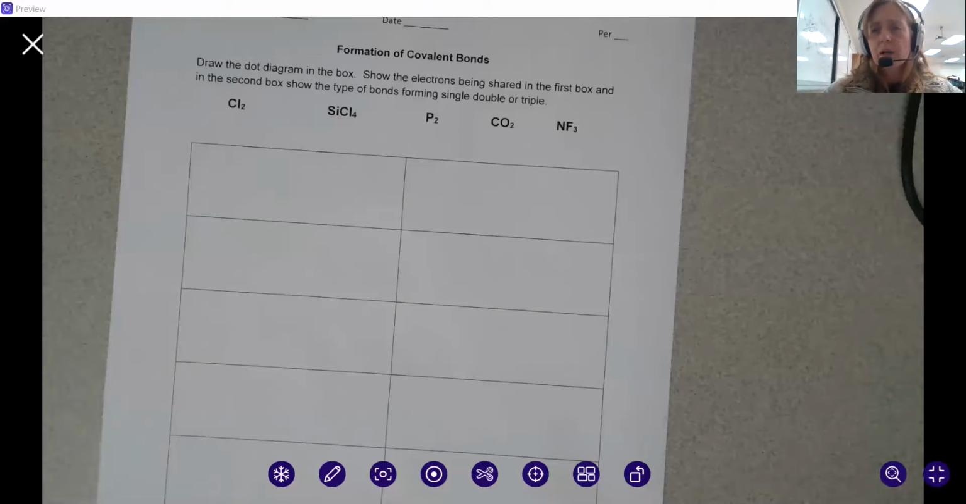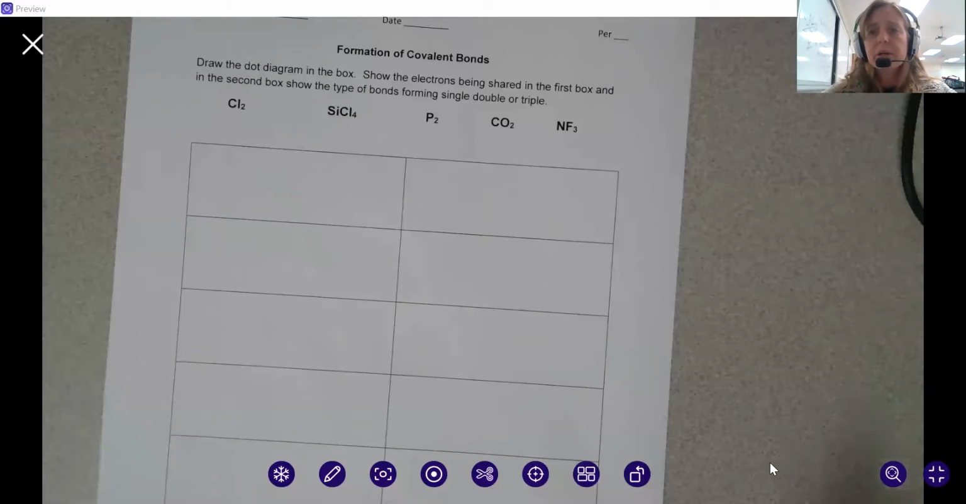Hey guys, so we are going to be doing a short video where I'm going to do a practice worksheet for you. I know that I just went over some notes on how to do covalent bonding, but I felt like I needed to demonstrate it a little better so that you guys could fully understand what I expected of you on the worksheet. So I'm going to share my screen here and show you guys what I'm talking about.